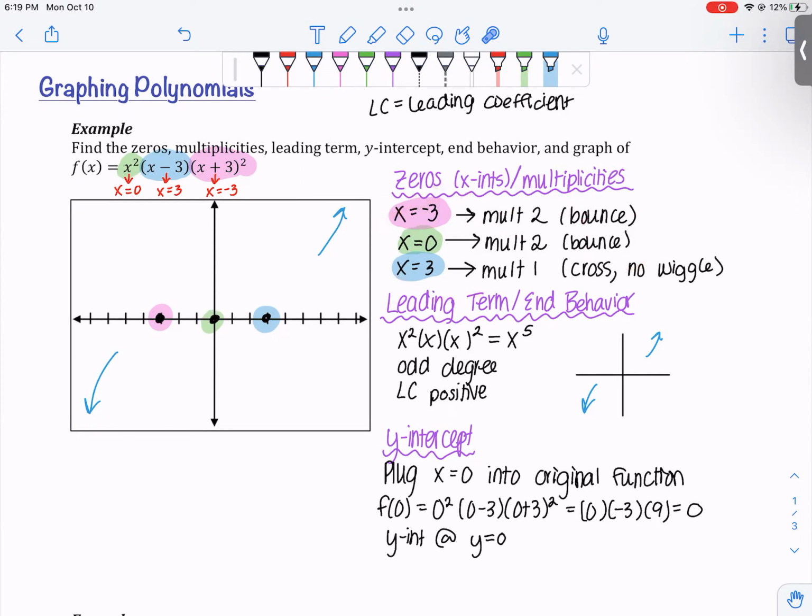But looking back to this function, we know we are bouncing at negative 3. So I'm going to come up to the graph, bounce, go down. At 0, I'm going to bounce again. So I'm going to go down and bounce. Then at 3, I'm going to cross with no wiggle. So I'm going to go down. Who cares how much? It doesn't matter. Boom, up like this. Now, is this going to be a perfect replica of the graph? No, that's not the purpose. The purpose is not to make a perfect graph here. It is to be able to talk about the general properties the graph has and give a good sketch of it. Not a perfect sketch, but a good sketch.